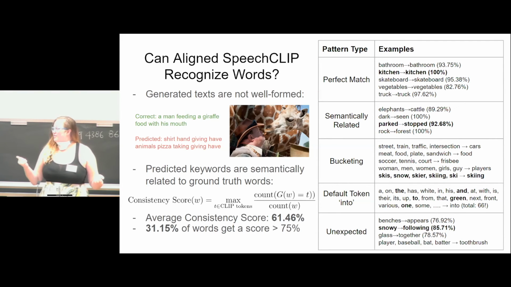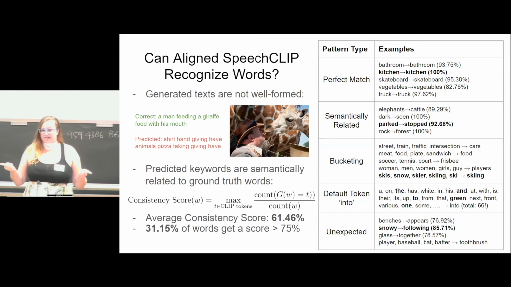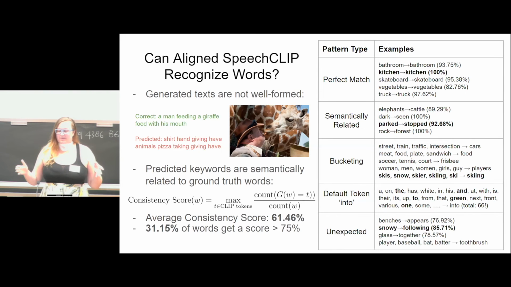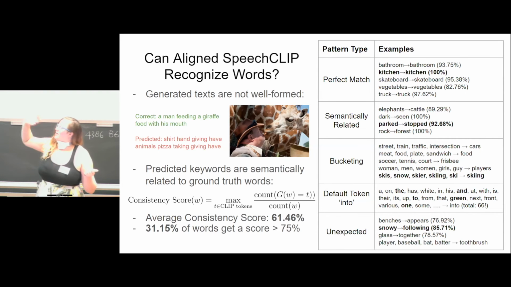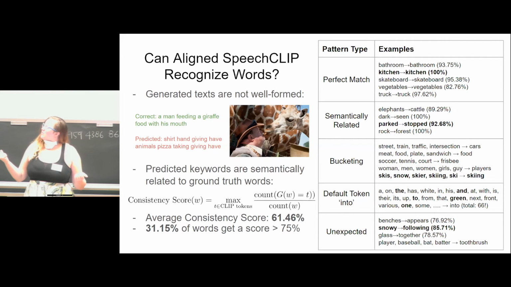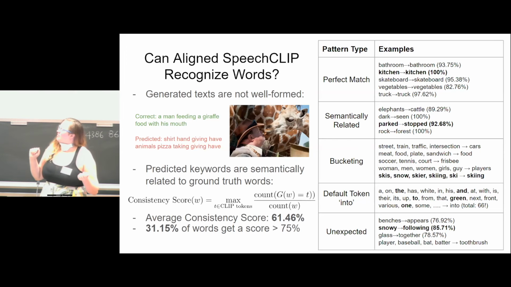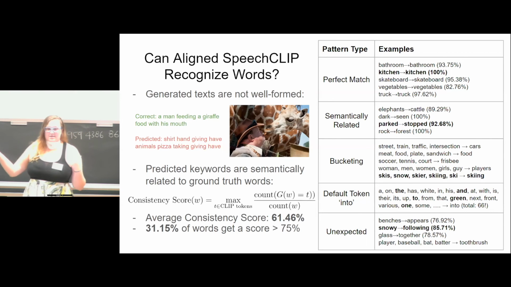we have an average consistency score of over 61%. And over 31% of those words are getting a score above 75%. Some of those patterns are exactly what we're looking for. So for example, the word kitchen, every time our model sees the word kitchen, it predicts the clip token kitchen. So that one, it's managed to recognize that word. Some of them, it's giving us semantically related words like parked to stop.